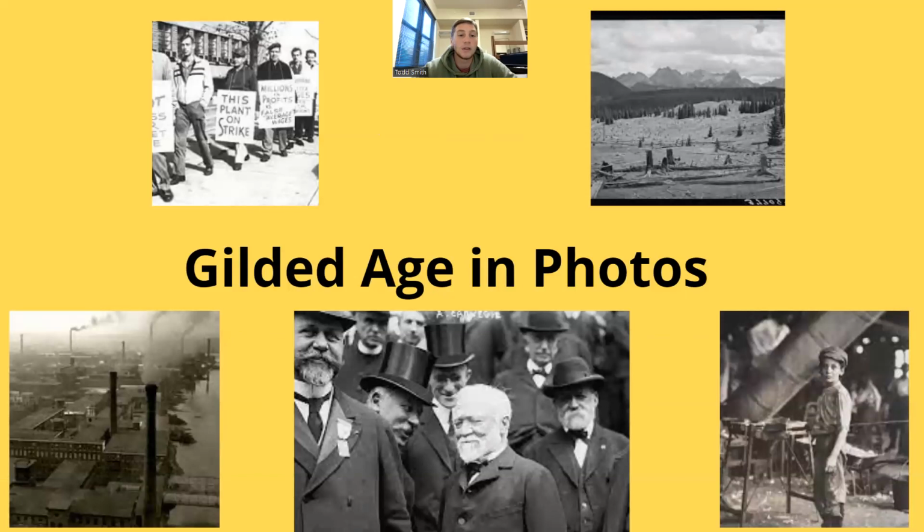Here are some photos that would describe the Gilded Age. Starting in the top left, we have a strike of factory workers. We have deforestation. We have pollution to the air through a textile mill. We have some elitists of the time. And we have a little boy who is working in a factory.